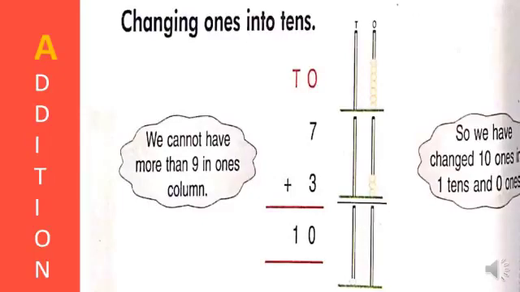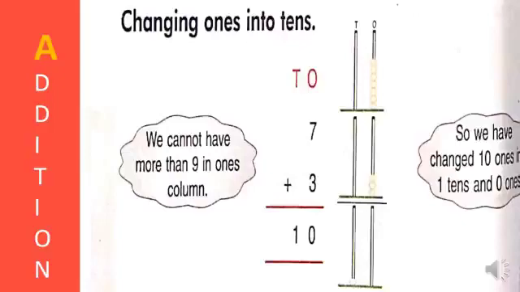So we change the 10 ones into 1 ten and 0 ones. Again I'm saying, children, see here 7 plus 3, 10. So if we add these two numbers, we'll get the answer 10. But we can't write 10 here. We cannot have more than 9 in the ones column. But we get the answer 10.